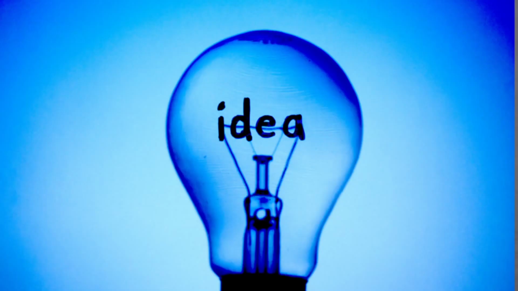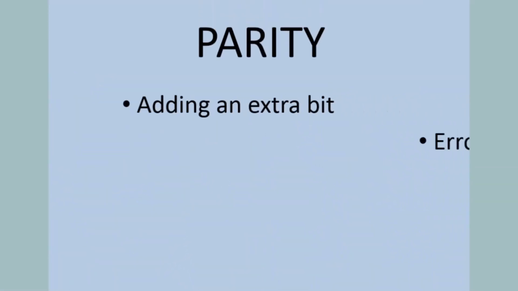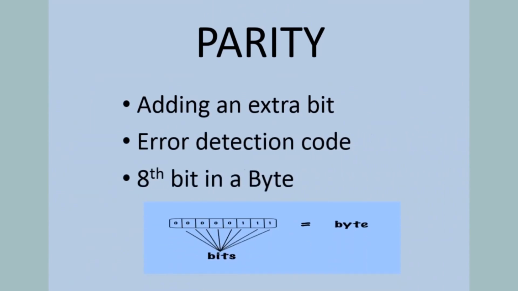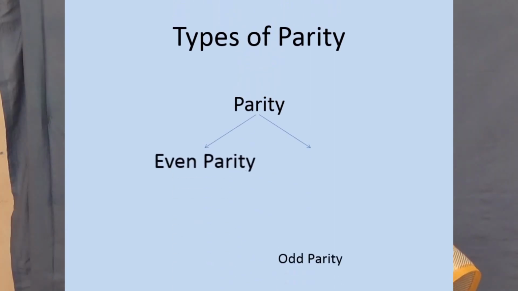The simple logic which facilitates this is called parity. Parity is adding an extra bit to the data to detect errors. Usually, the 8th bit in a byte is the parity bit. There are two types of parity, even parity and odd parity.